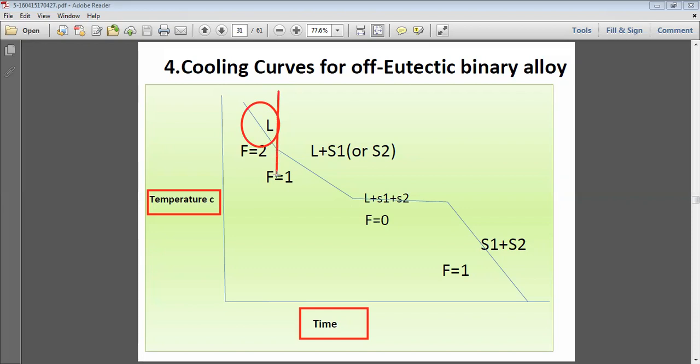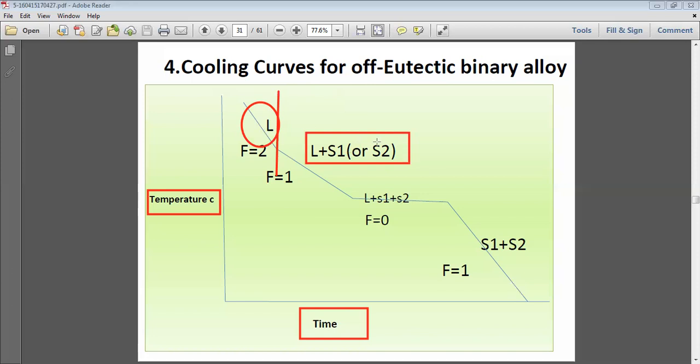After reaching this point, it is having a number of phases. After this phase, another phase is taken from this point to this point. Clear? So the value of F in the liquid state is 2, and now the state is liquid plus solid, S1 or S2, solid 1 or solid 2. So in this case we have two sorts of solids. The first one is S1 and the other one is S2.